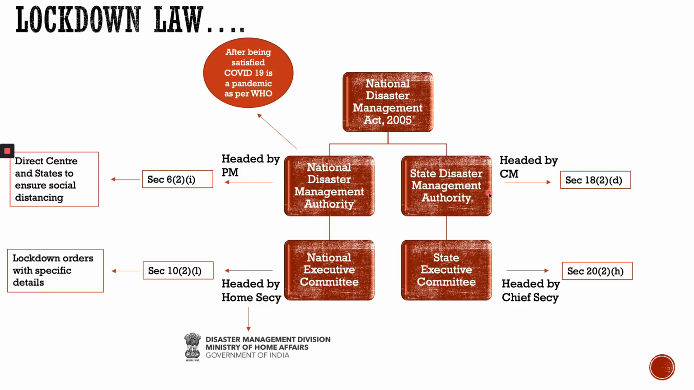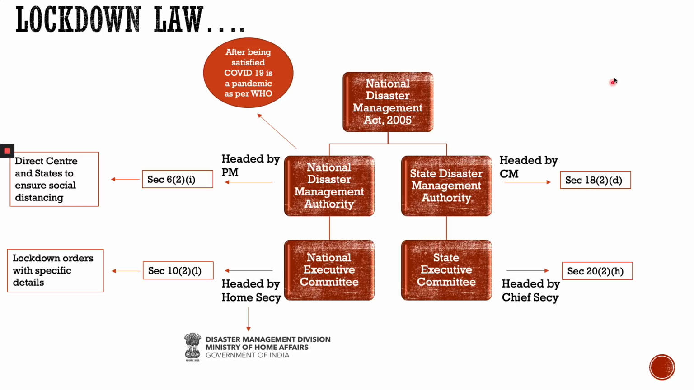Similarly, at the state level, the Disaster Management Authority is headed by the Chief Minister, who has powers under Section 18, Clause 2, Clause D to direct his or her state and the departments for certain actions. Those actions can be given exact details through the State Executive Committee, which is headed by the Chief Secretary, who has powers under Section 20, Clause 2, Clause H to give state specific lockdown measures. This reinforces our point of a state list and a concurrent list, which basically means if there is a national lockdown enforced through the Union Home Secretary through Section 10, Clause 2, Clause L, the states have to comply with this. If there is no national lockdown, the states have the powers to impose their own version of lockdown because this is ultimately in the concurrent list as well as the state list, which means the states have the powers.